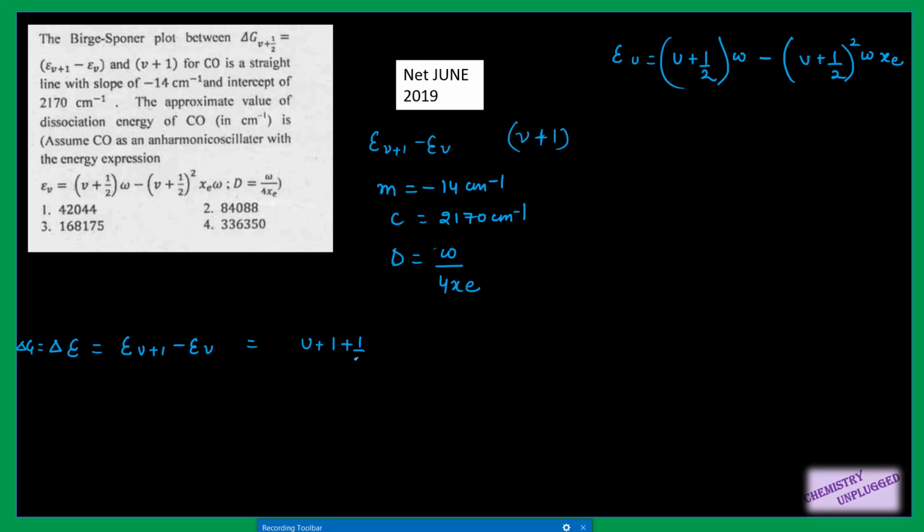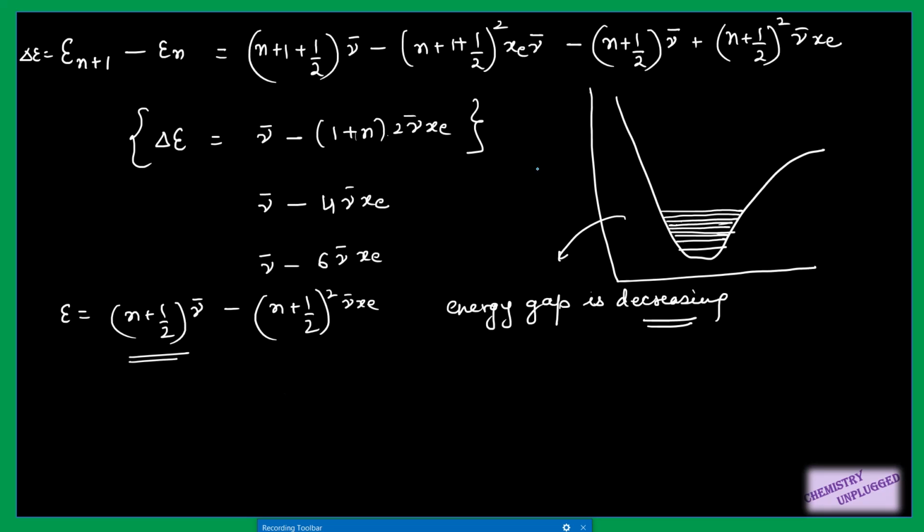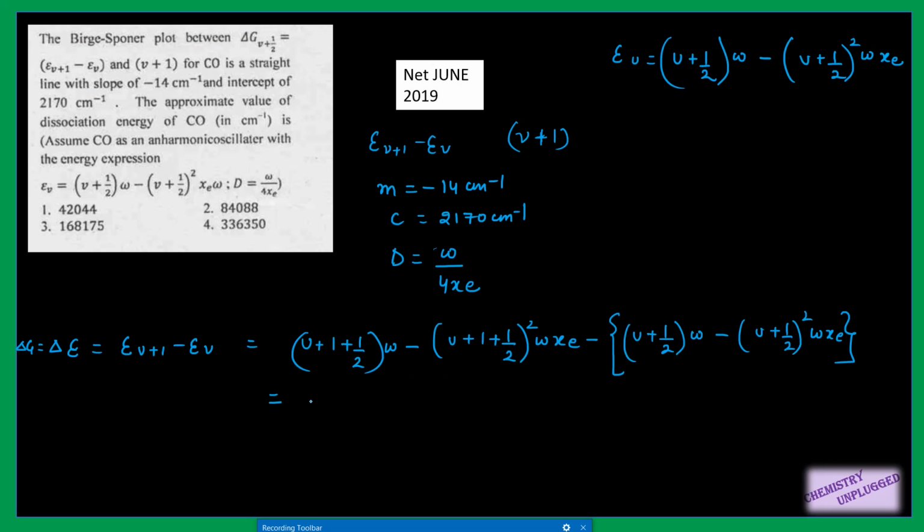(nu plus 1 plus 1 by 2) omega minus (nu plus 1 plus 1 by 2) square omega xe, minus (nu plus 1 by 2) omega plus (nu plus 1 by 2) square omega xe for the lower vibrational energy level. When you calculate this formula, you will get directly this value. You can solve this equation or you can directly write down this value. I am directly writing the value, that is omega minus (1 plus nu) 2xe omega. You will get this one.